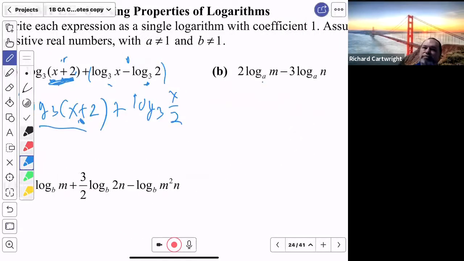Always check for the same bases. They do. It's minus. That 2 can become an exponent on the m, so I'm going to look at log base a of m squared divided by log base a of n cubed.